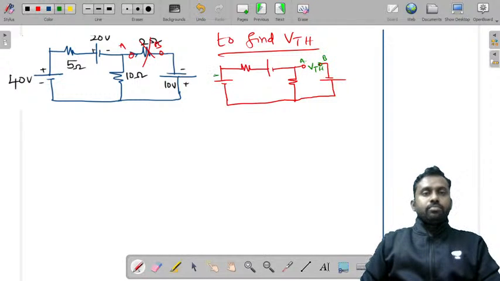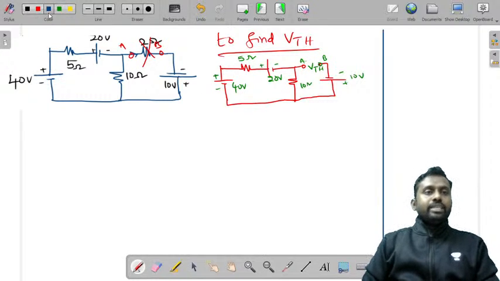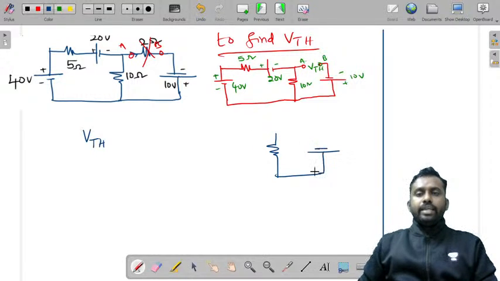So this is plus minus, 40 volts, 20 volts, 5 ohms, 10 ohms, 10 volts. So from this you need to find VTH. So to find VTH, first I'll write what VTH is equal to. I'll just take that loop separately. This is the resistor, this is the voltage, and this is the VTH. Now let us write what VTH is. So let's call this plus and this minus, this minus and this plus.